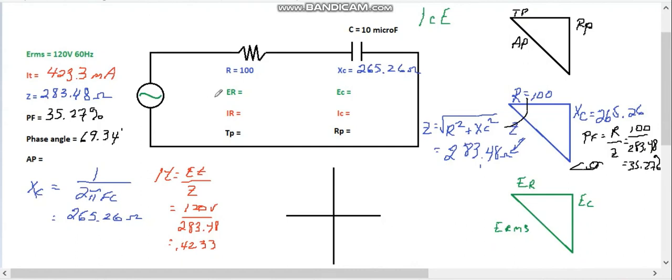So now we can start working on our voltages. And we know that our ERMS voltage is 120 volts. We know that as our vector here, that's our hypotenuse. So, that's going to be this value here.